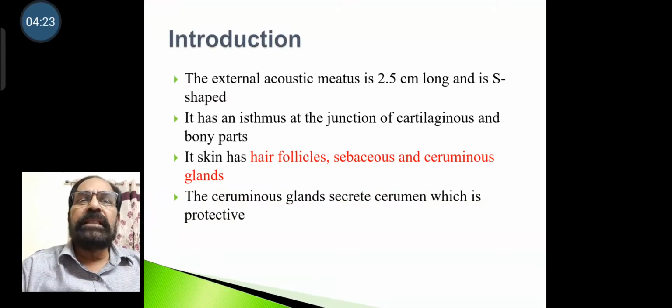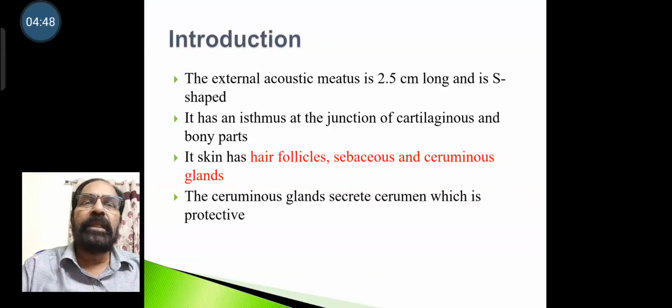First we'll see the external acoustic meatus. It is 2.5 centimeters long and it is S-shaped. It has an isthmus at the junction of cartilage and bony parts. Its skin has hair follicles, sebaceous glands and ceruminous glands. The ceruminous glands secrete cerumen, which is protective in nature.